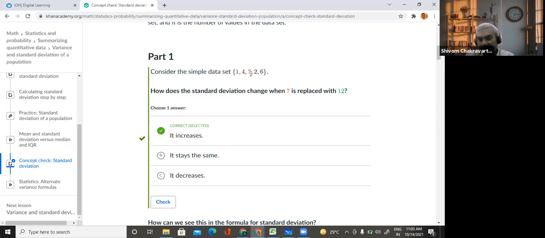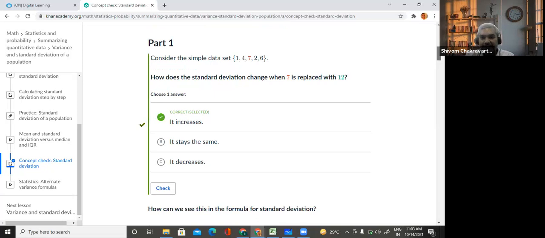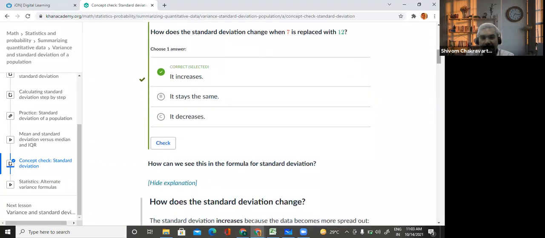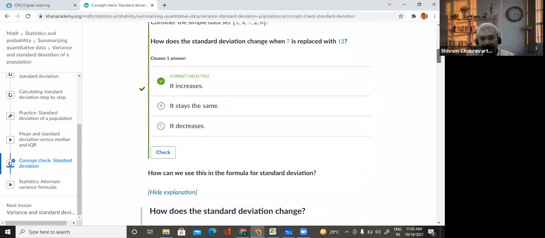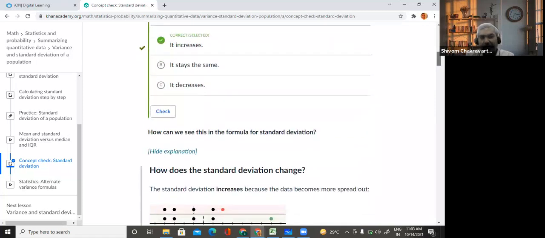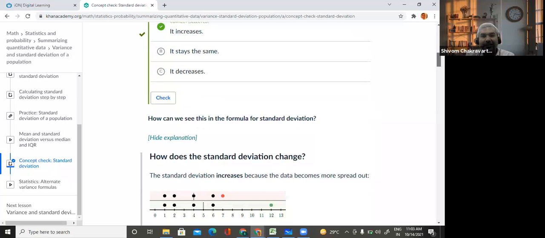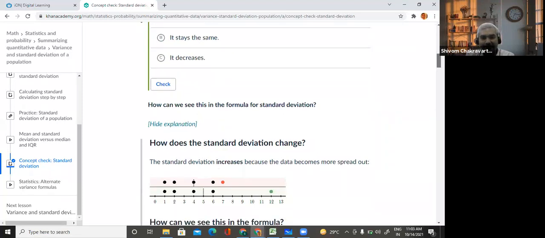So you can calculate and check, that becomes an exercise for you. If I have to choose an option, I would say it decreases. Standard deviation decreases if you substitute by 5. Or coincidentally, it might come out to be the same.